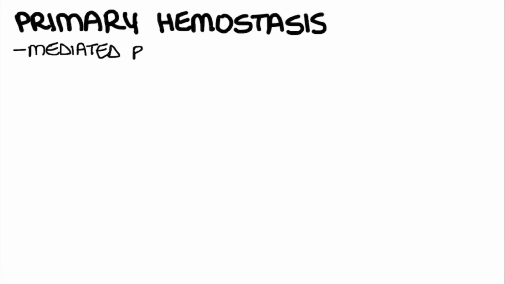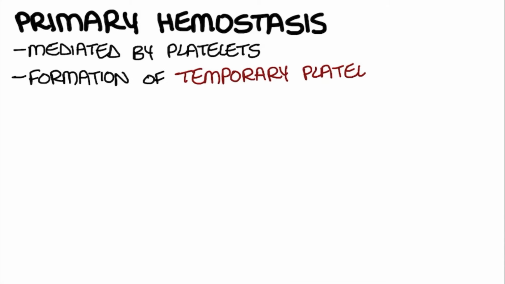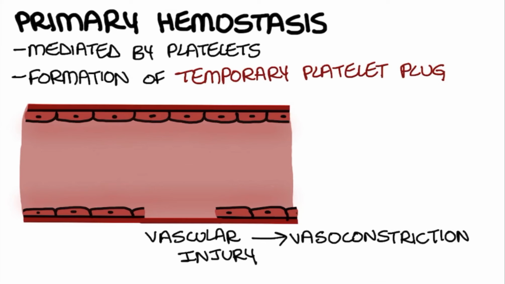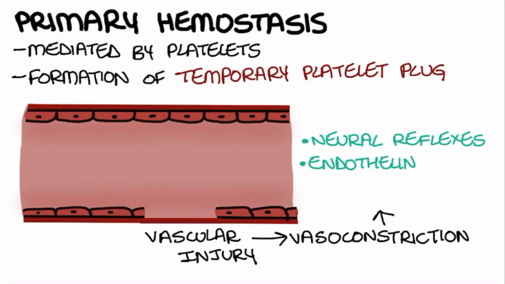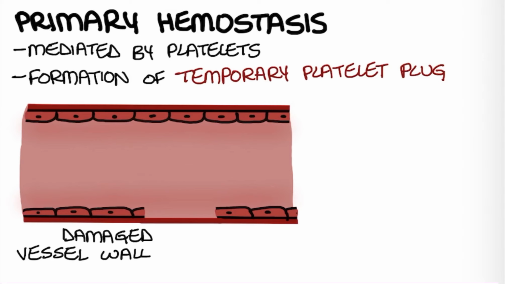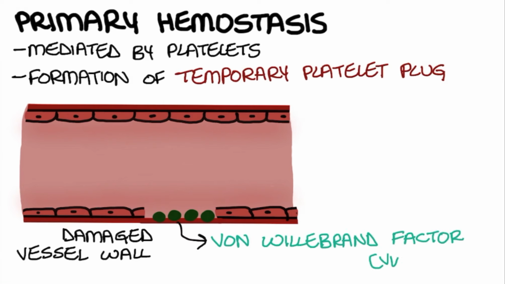It is mediated by platelets and results in the formation of a temporary platelet plug. Following vascular injury, vasoconstriction of the blood vessel occurs due to neural reflexes, endothelin release from damaged endothelium, and platelet mediators. But this alone cannot stop the bleeding. Damaged vessel wall exposes the underlying endothelial collagen. A special protein called von Willebrand factor binds to this exposed collagen.